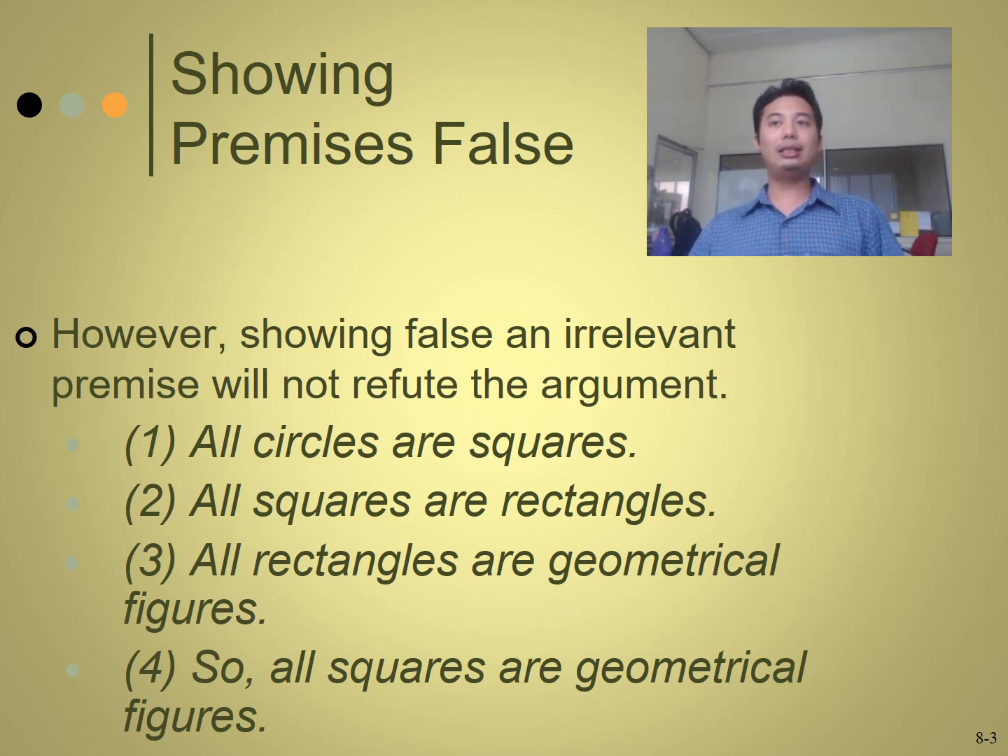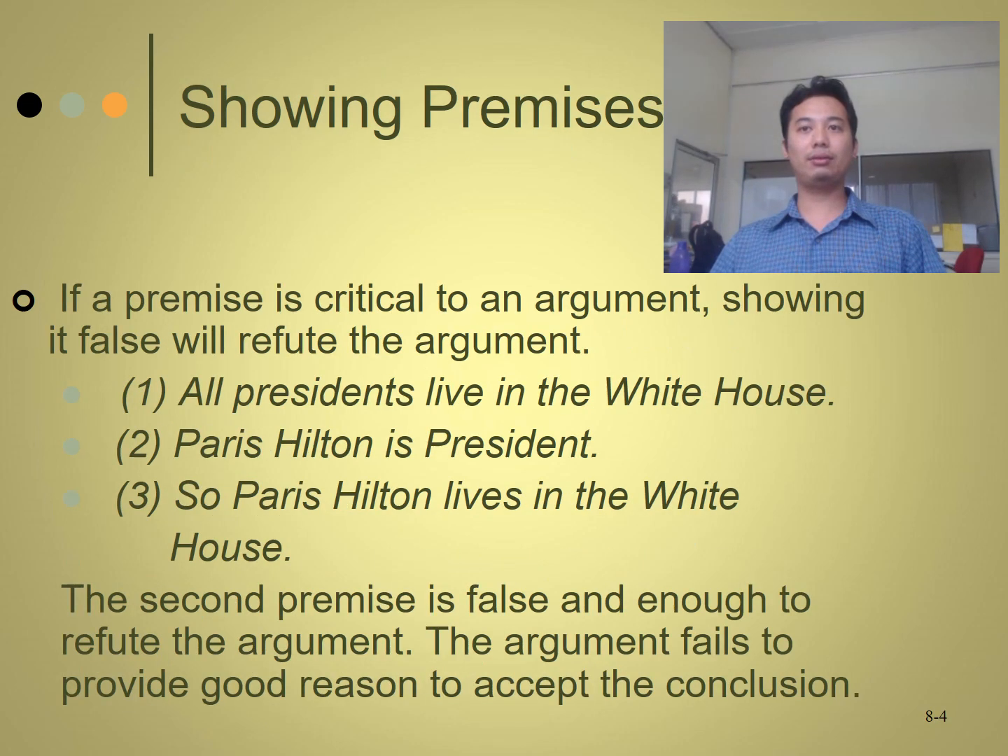All right. Now let's have a look at a premise which is considered a critical premise. If you look at these three ideas: all presidents live in the White House; Paris Hilton is a president; so Paris Hilton lives in the White House. The second premise itself is false, and because the second premise is false, we cannot in any way say that the conclusion of number 3 is going to be true. And that is what we mean by number 2 being a critical premise.